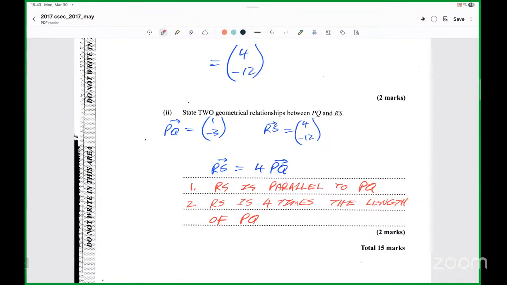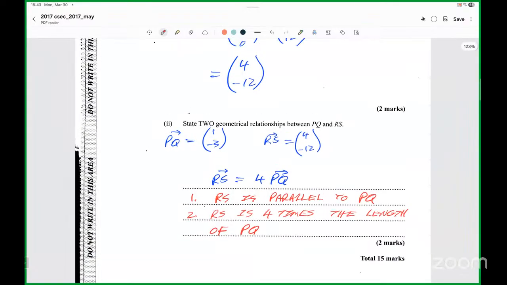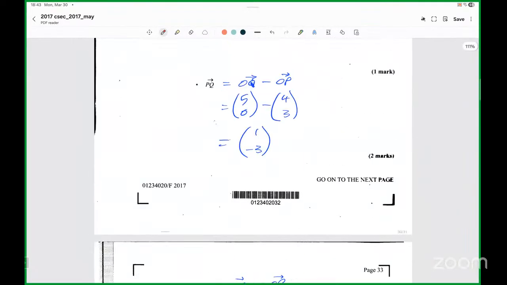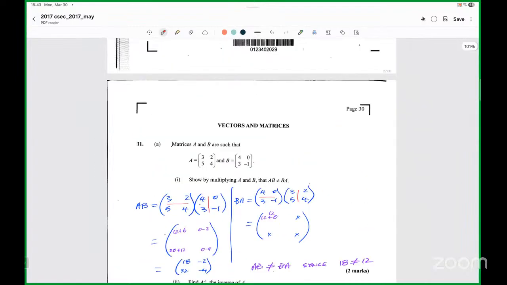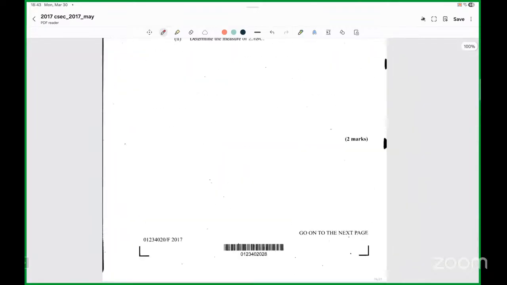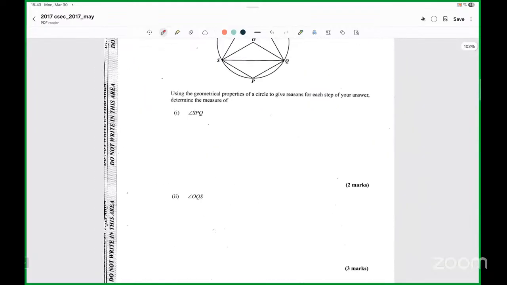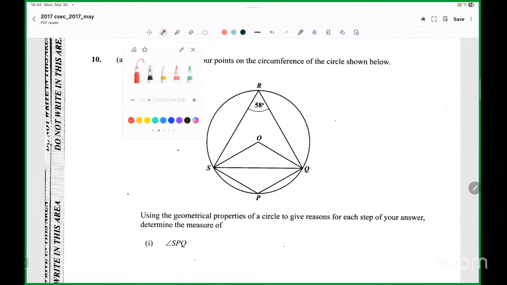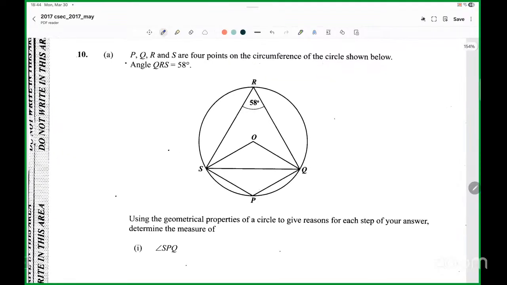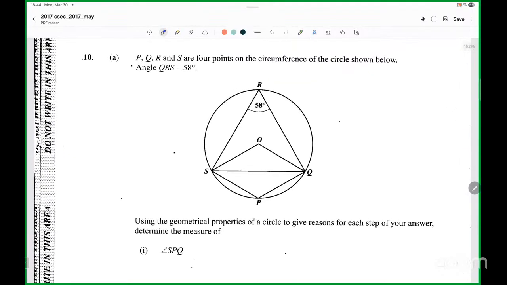All right, let's go. That was number 11. Let's go to number 10. Let's see where I'm finishing section 2. We'll call it that. Number 10 says, P, Q, R, and S are 4 points on the circumference of a circle shown below. Angle QRS is 58 degrees. Angle QRS right here says 58 degrees.